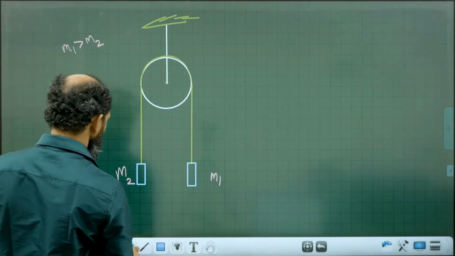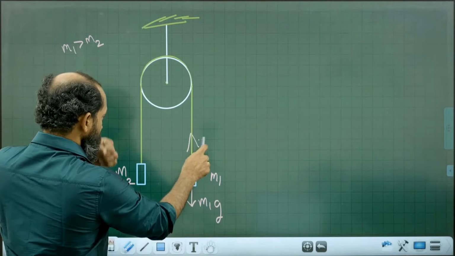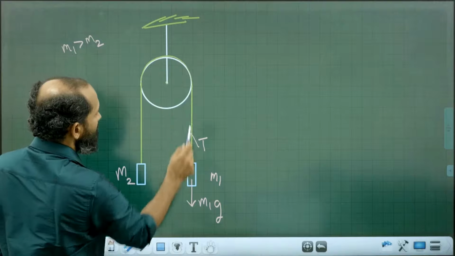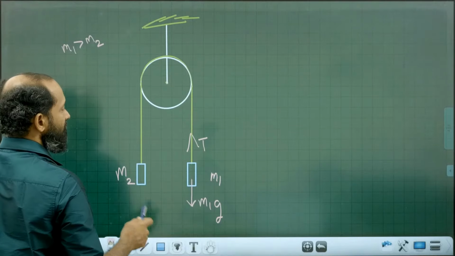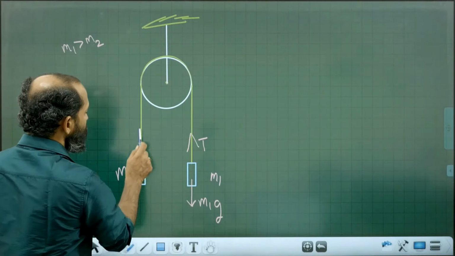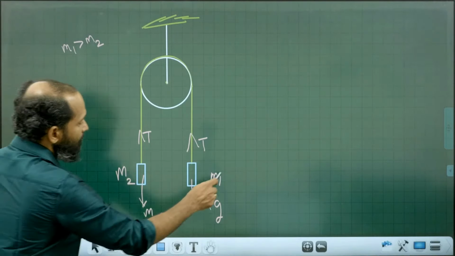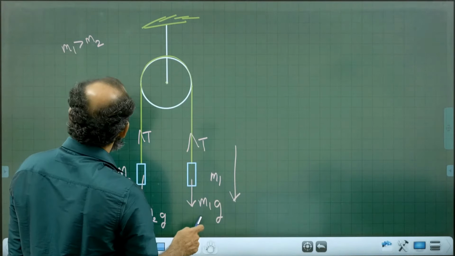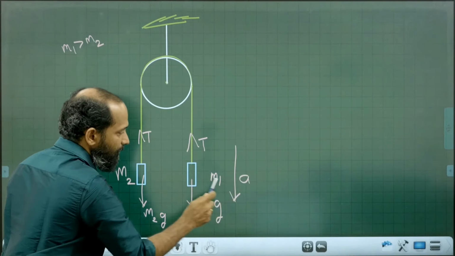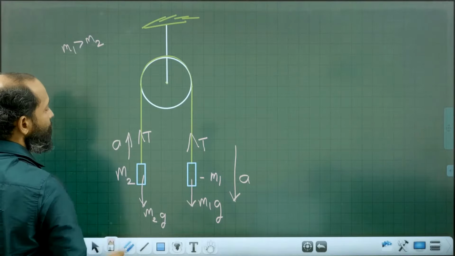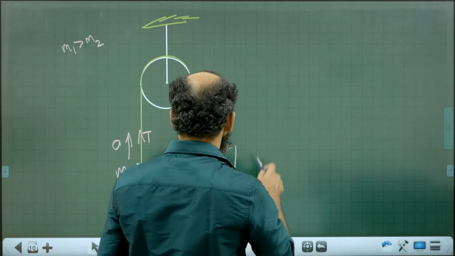The forces acting on M1: weight M1g, and tension T upward. The string is very light, an inextensible, massless string. Tension is the same at every point, so this tension is also the same. Here the weight is M2g. As M1 is greater than M2, the system will have a clockwise acceleration. Block M1 accelerates down, M2 accelerates up with the same acceleration, as there is only one fixed pulley. It's the simplest of all the cases.